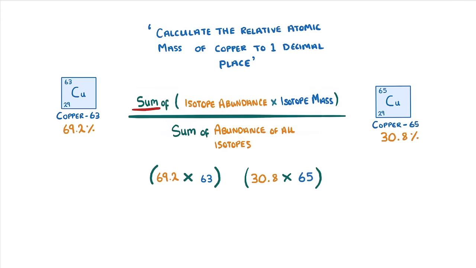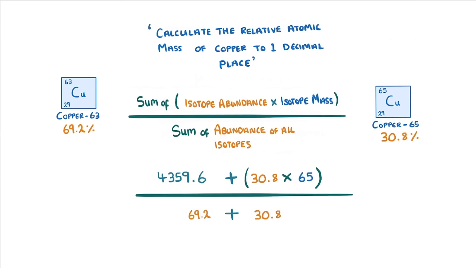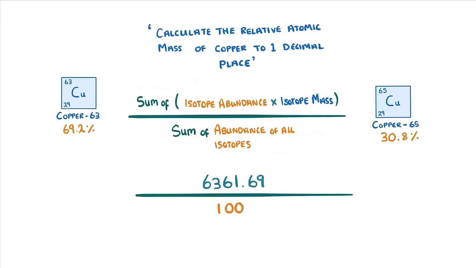Then we sum these two figures together, which just means we add them together. Lastly, we divide this by the sum of the abundances of all the isotopes, which in this case would be 69.2 plus 30.8. Now, you can either put this all straight into your calculator, or simplify it down first. 69.2 times 63 gives us 4359.6, while 30.8 times 65 gives us 2002. And then we add these together to get 6361.6. On the bottom, 69.2 plus 30.8 gives us 100, which makes sense, because there are only two isotopes. So together, they should add up to 100%, so that they represent all of the copper atoms.